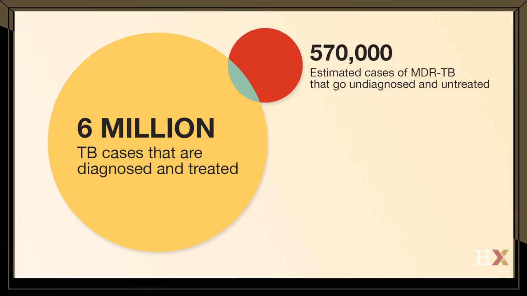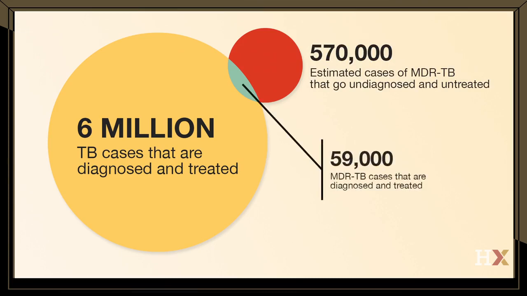Of that group of people, a very small percentage, maybe around 10%, 59,000, actually get care for this form of disease. Now this is important because if you actually get multi-drug resistant TB or any TB and you don't receive treatment, you spread it in the air in your family, to your community, to other people in congregate settings.